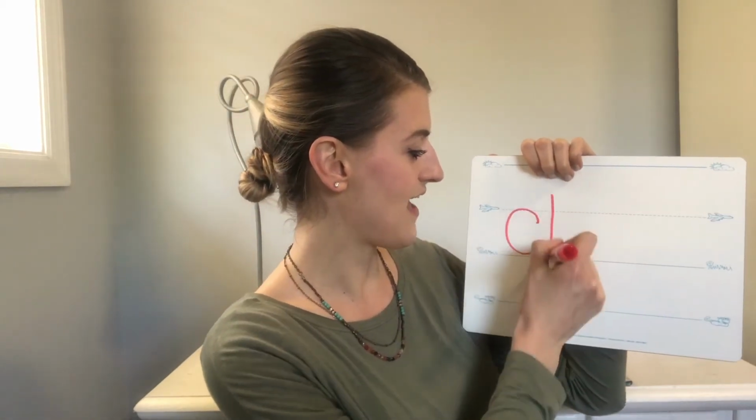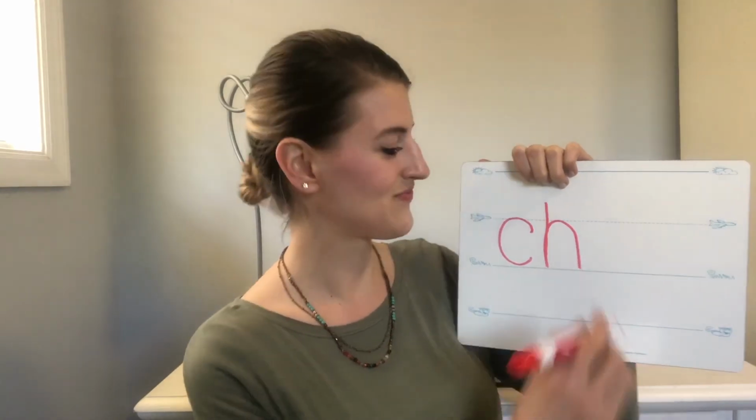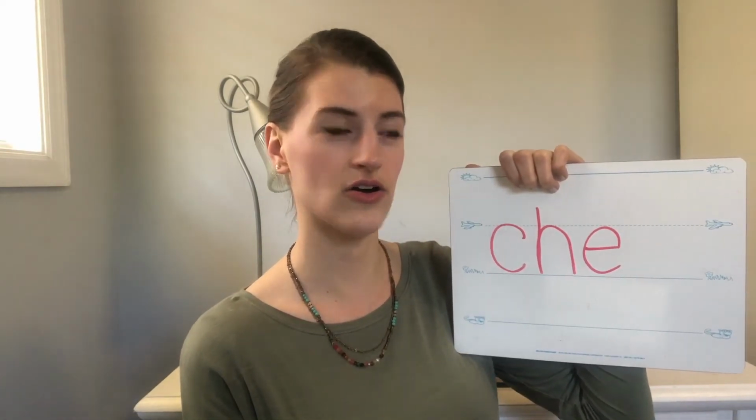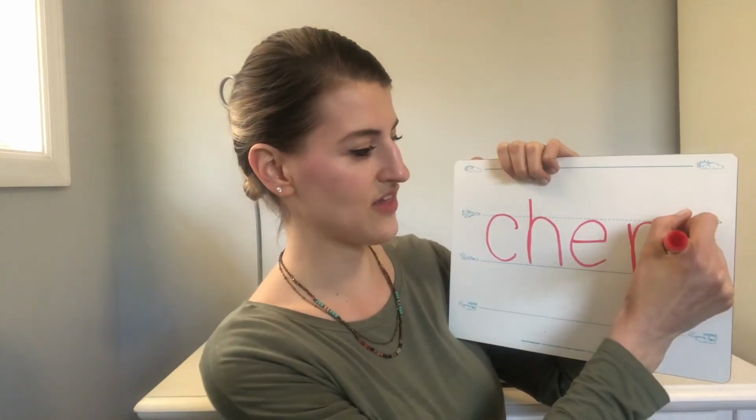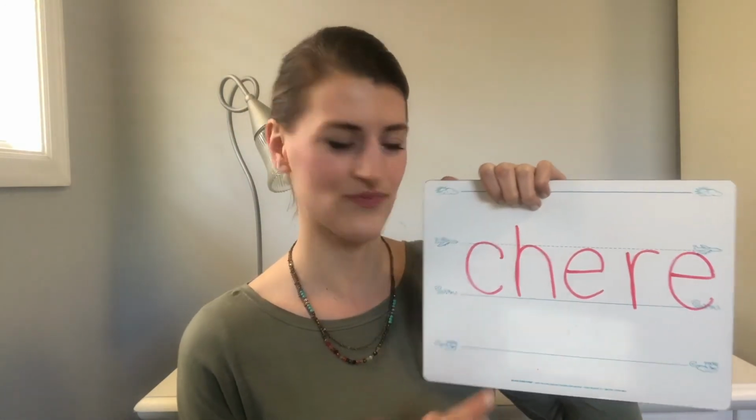Cherry. Ch. I know that the CH blend says ch. Cherry must start with CH. Ch. Air E. Eh. Eh. Which vowel makes the eh sound? If you said E, that's correct. Ch. Air. Er. Which letter makes the er sound? If you said R, you're on the right track. Ch. Air. E. I think that the E says its name on the end of this word. Ch. Air. E. Does that look right? I don't think so. Let's try it one last time.